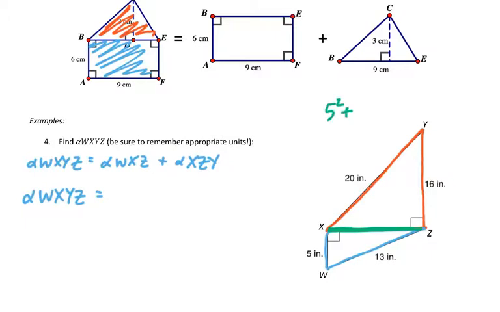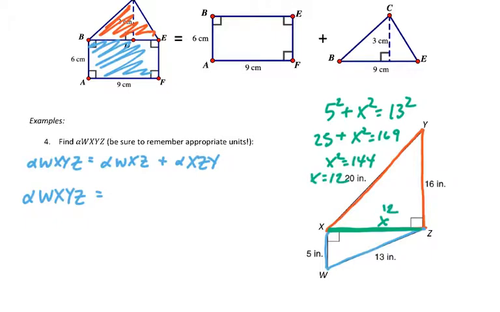5 squared plus, I'll call that x, x squared is equal to 13 squared. 25 plus x squared is equal to 169, or that x squared is equal to 144. Therefore, x better be 12, so this side is 12.